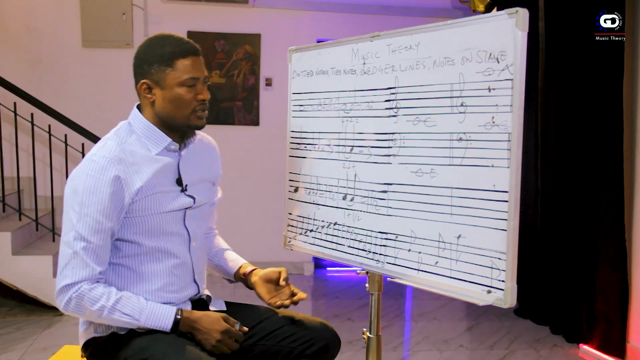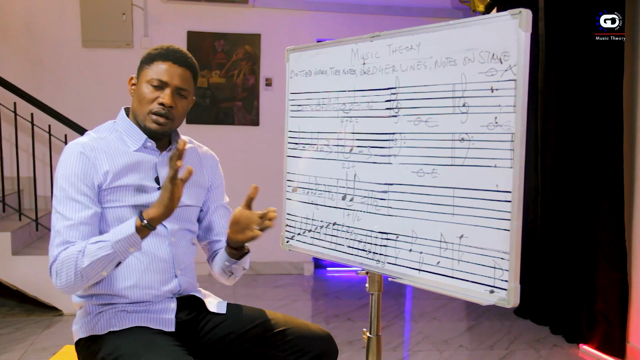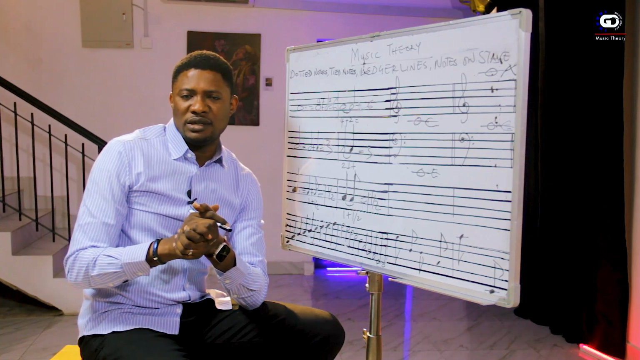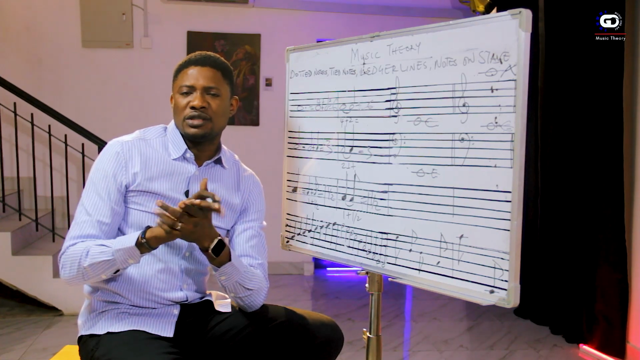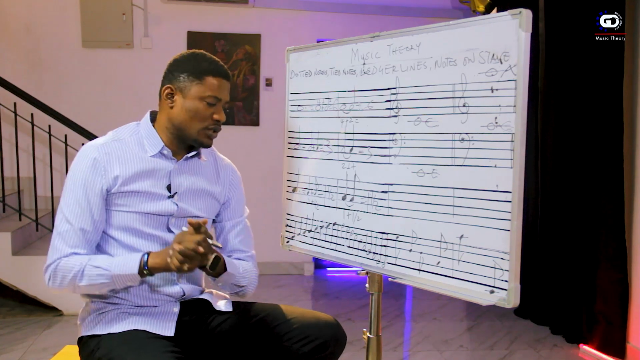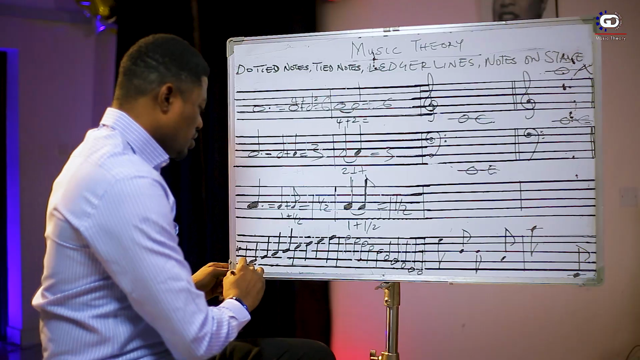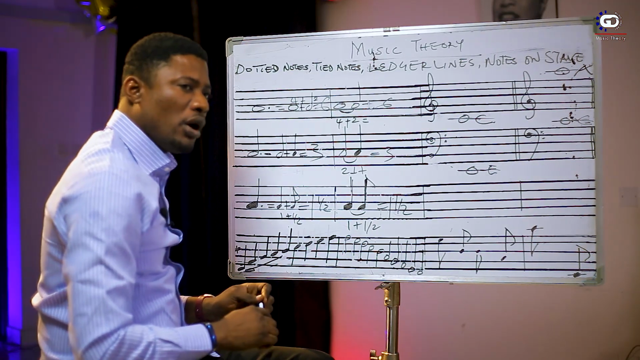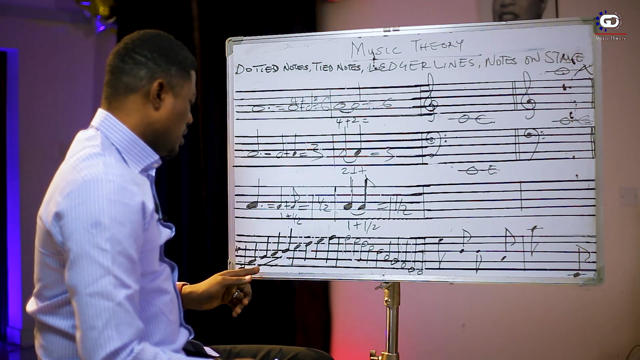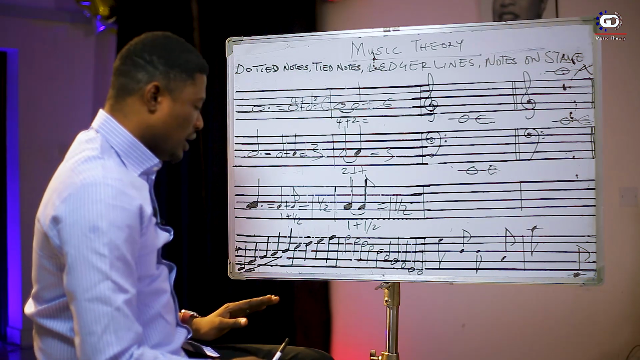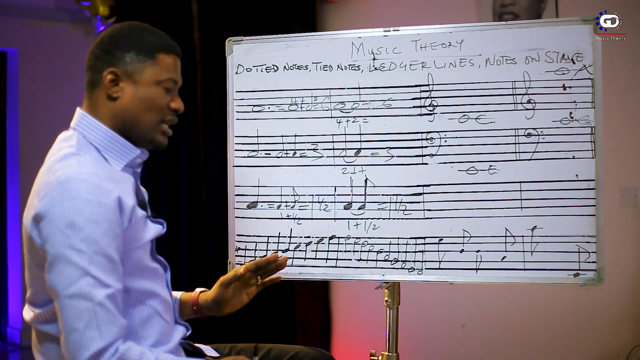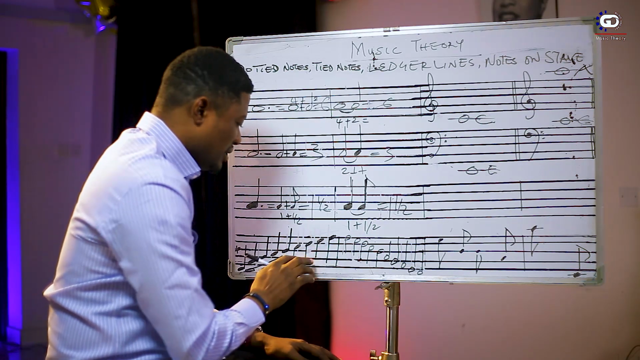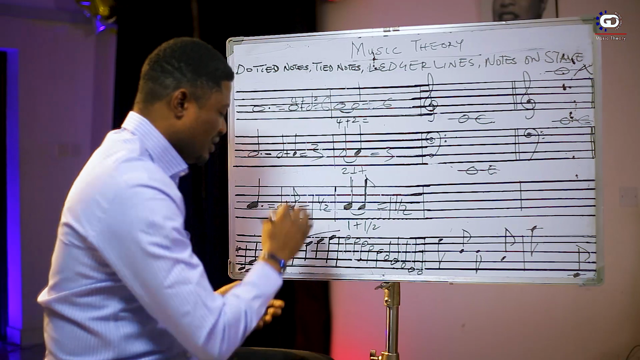Now, let's talk about notes on the staff. It is assumed that you may want to write your music by yourself, and it's very important you follow rules. The rules of writing music says notes below the middle line or the third line must have their stems up, while the notes above the third line have their stems down.